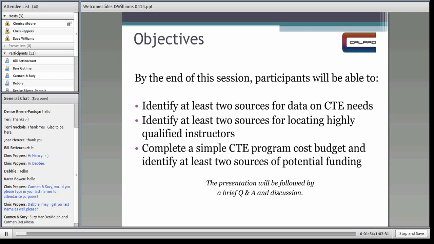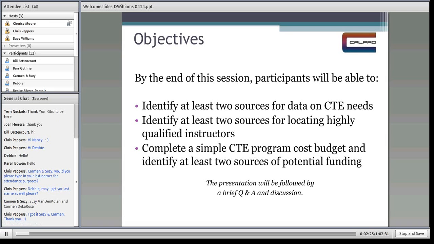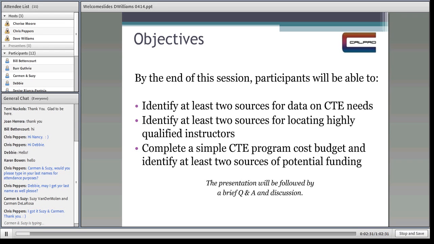And then lastly, you will finish this with the ability to really start to identify what the budget needs and the fiscal needs would be to develop, continue, maintain, or build your CTE programs, as well as identify some of the possible sources that can help you fund the CTE program to maintain it or continue what you have. There will also be an opportunity at the end of this presentation for some questions, as well as questions throughout, where we'll be asking you to type into the chat pod.